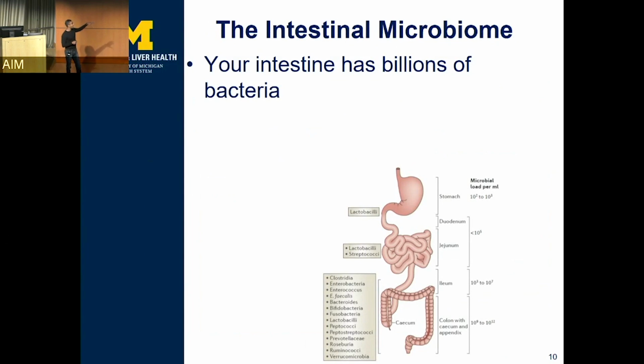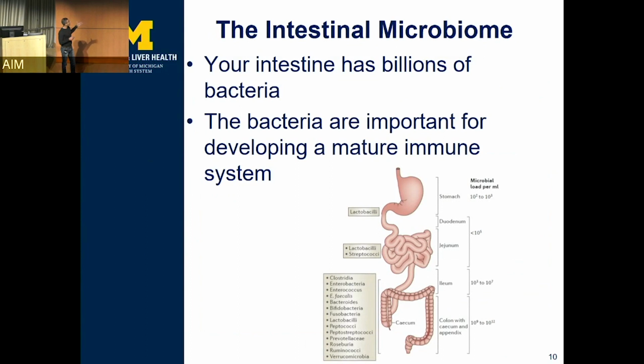And the density of the bacteria vary based on where in the immune system or where in the GI tract you are, and the type of bacteria also vary. So they're most dense in the colon, which is essentially the last portion of your intestine.